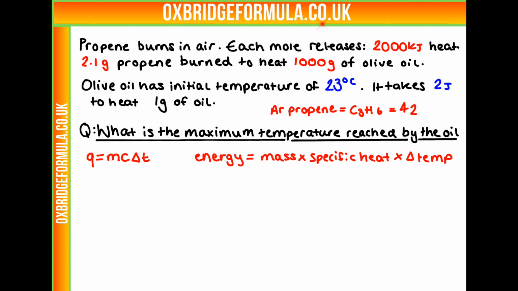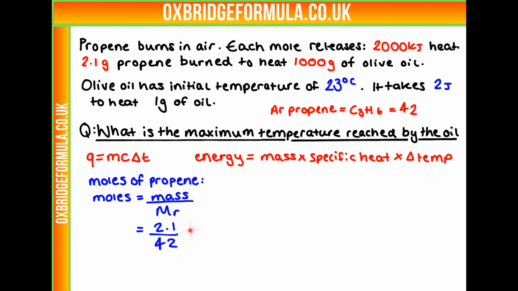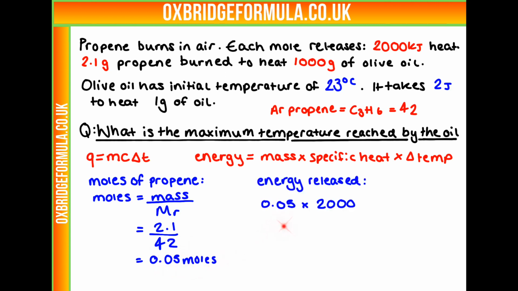Well, what do we know about energy that the question gives us? The only thing about energy we know is up here, that 2,000 kilojoules of energy is released when each mole of propene burns. So if we find out how many moles of propene we have, we can find the energy released. So, how do we find the moles of propene? Well, we can use moles equals mass divided by Mr. So we get 2.1 divided by 42 gives us 0.05 moles. And to find the energy released, we just have to times that by 2,000. So we have 100 kilojoules of energy released, or 100,000 joules.